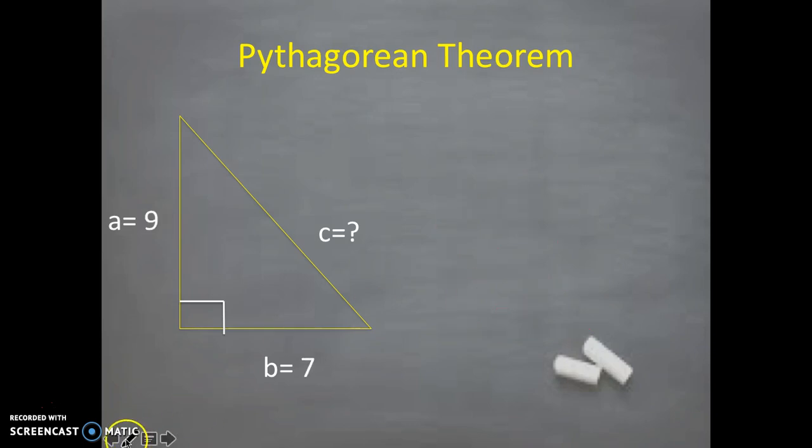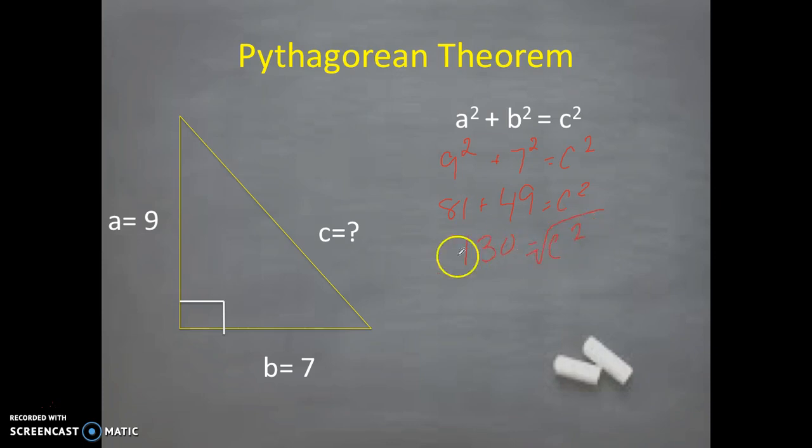So the next example, we have a is equal to 9, b is equal to 7, and we don't know the c value. So first write down the Pythagorean theorem again: a squared plus b squared equals c squared. We plug in the values just like we did before. 9 squared plus 7 squared is equal to c squared. 9 squared is 81 plus 7 squared is 49. We don't know what c squared is equal to yet. 81 plus 49 is 130, which is equal to c squared.